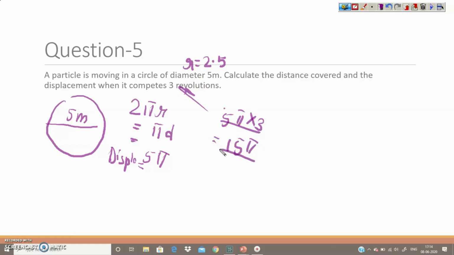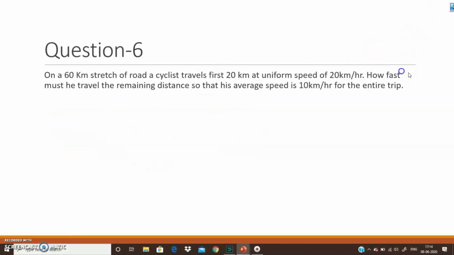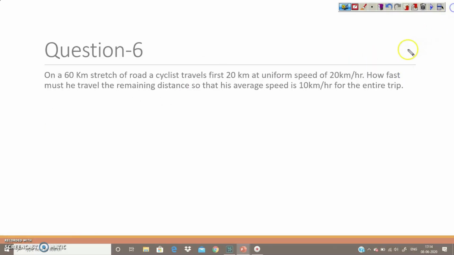I hope you understand it. So this was also so easy. You just need to draw the figure and have a look at the formula. Here it says distance, that means you should find the circumference, and the formula is 2 pi r. Moving on to our next question. Now, this is a little tricky question. So let's see how we'll do it.